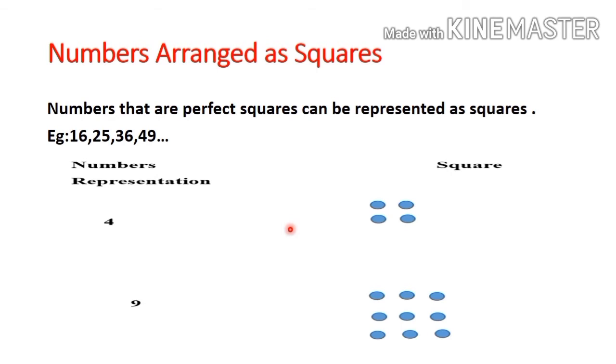These are the numbers we can represent by the shape square. Why can we use squares? Because they are perfect squares. Here I have given 2 examples. 4 means 1, 2, 3, 4. You get a square. 9 means 1, 2, 3, 1, 2, 3, 1, 2, 3. All the sides are equal, right? So we can represent using square shapes.